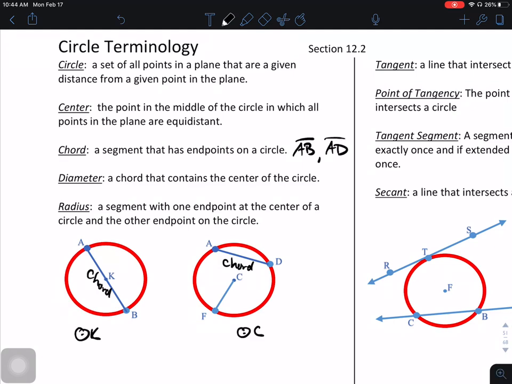Diameter: a chord that contains the center of the circle. In these two pictures, there's only one of those, and that is diameter AB.